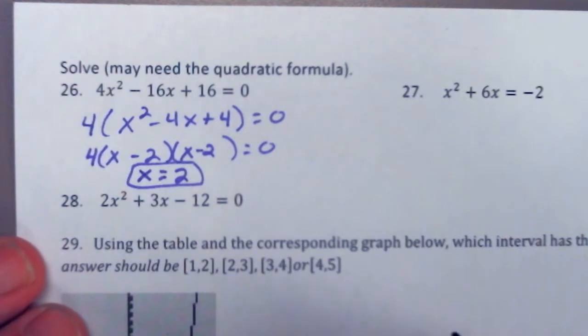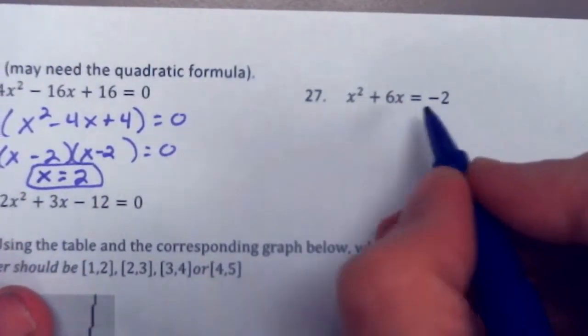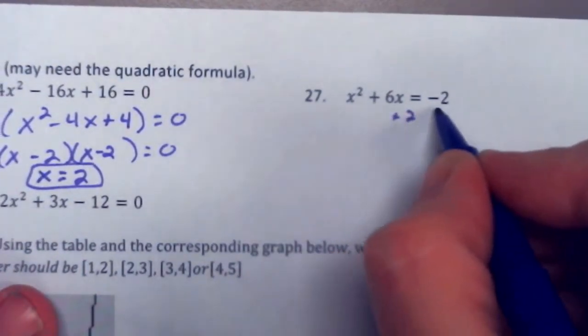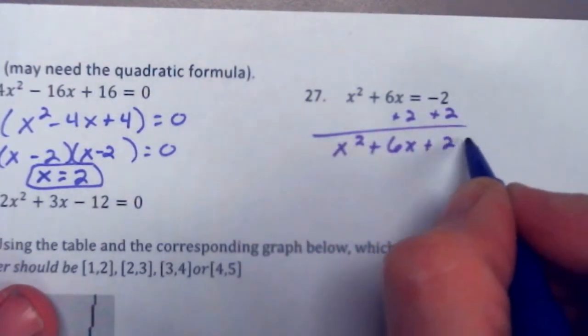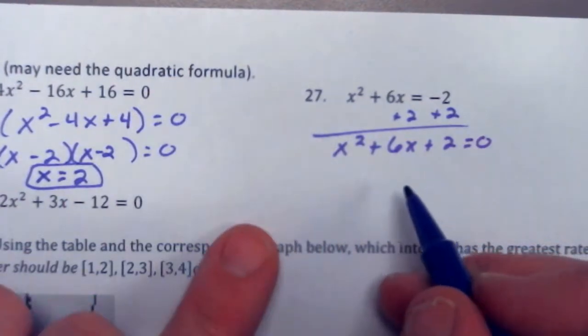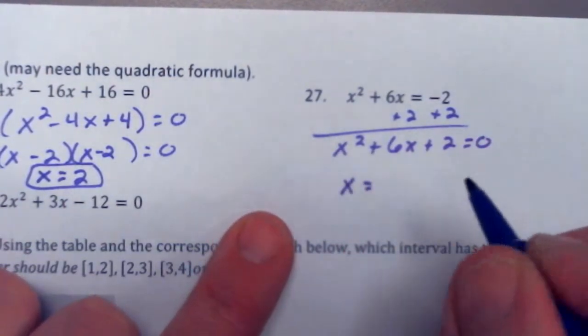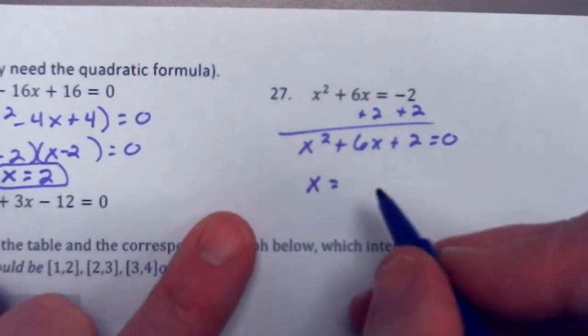For number 27, we're going to start by getting everything to one side of the equation by adding 2 to both sides. x squared plus 6x plus 2 equals 0. After that, this can't be factored, so we'll have to use the quadratic formula. Make sure you have that on your formula sheet for the final.